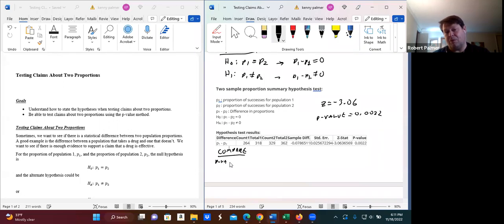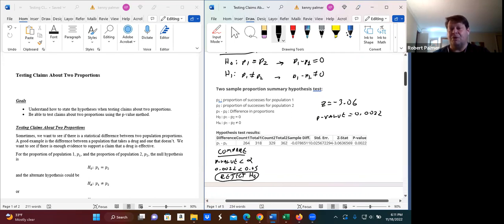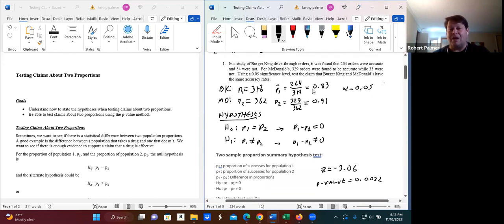So remember what we do is we compare the p-value with alpha. Alpha is 0.05, and our p-value, as you see, is smaller than that, 0.0022. The p-value is less, and so then we reject H0. I'll just circle that. So reject H0, and that's our conclusion. So there's enough evidence to reject the claim that they have the same accuracy rates.